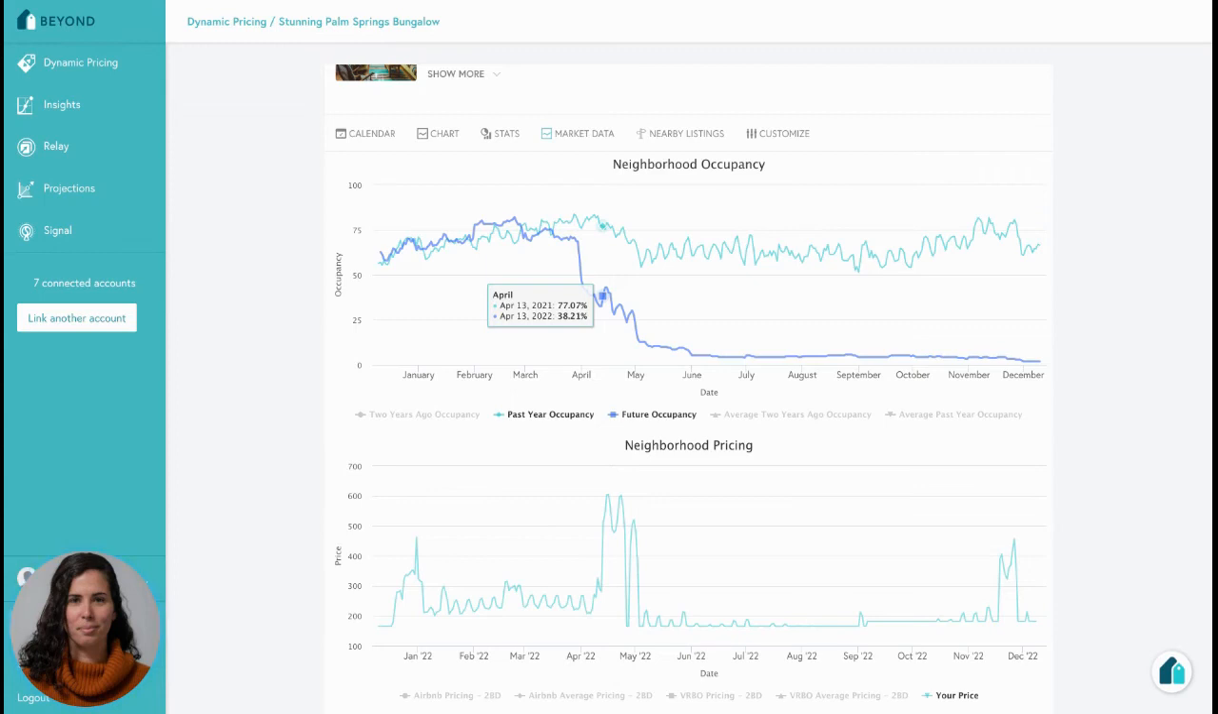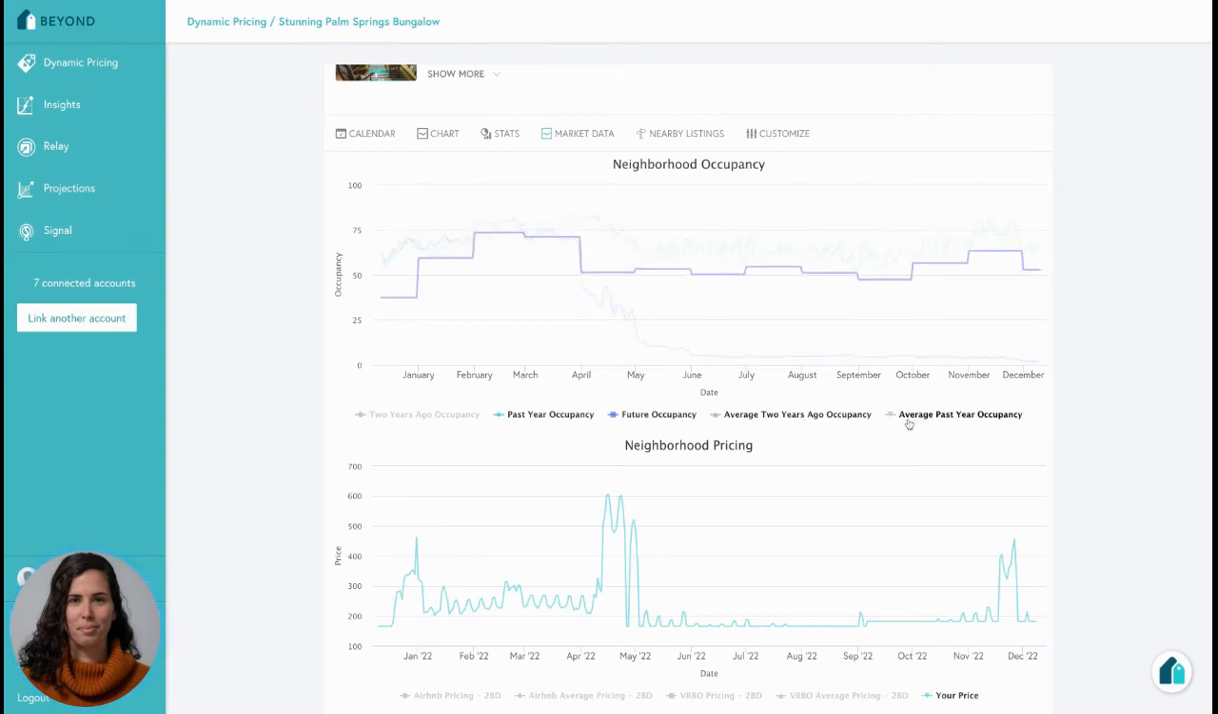Next to it, there is also the average historical occupancy, which shows you the historical occupancy for the last year and the year prior by each month. This gives you a good insight into occupancy fluctuations and what your high and low demand months are.